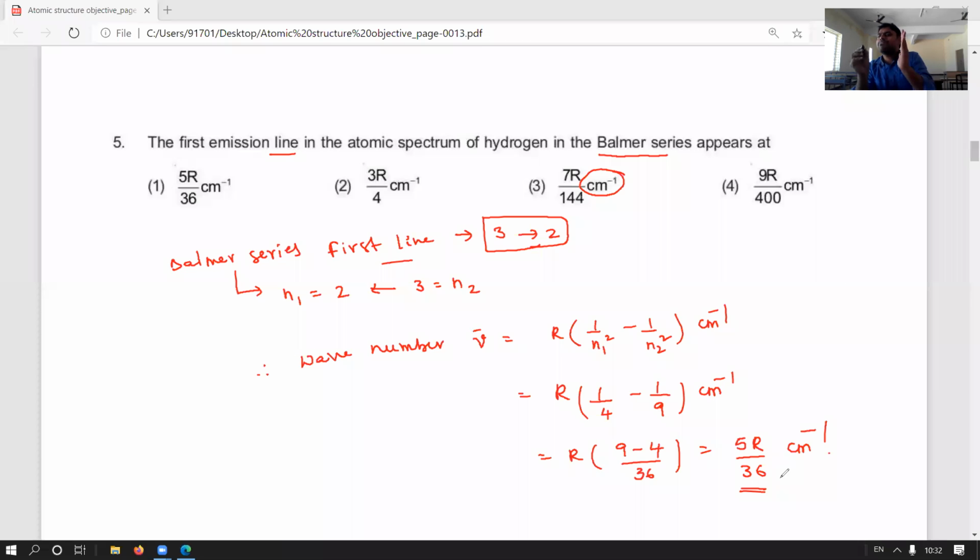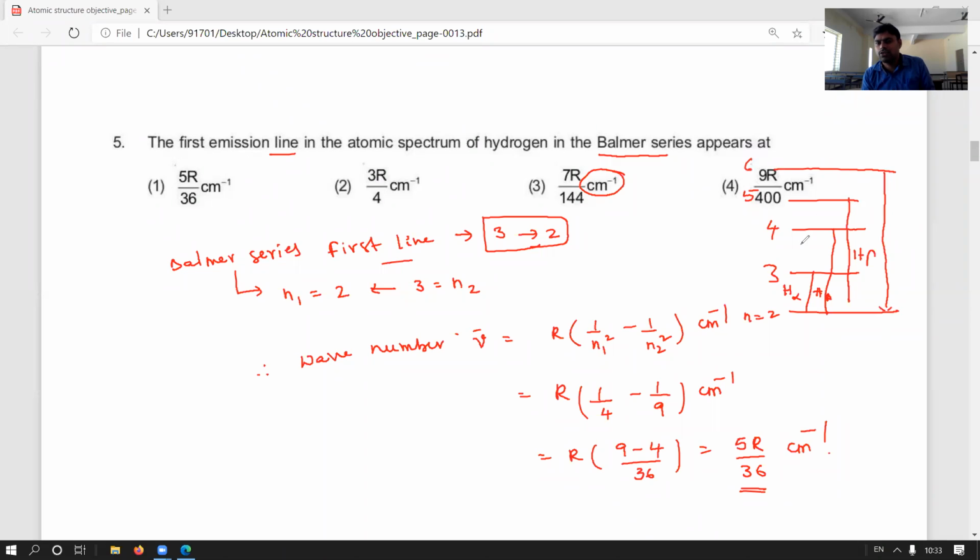So what we have to remember in our mind, in the Balmer series, the first line means the transition from 3 to 2. This is the Balmer series, n equal to 2. From 3 to 2 is the first line, the next line is 4 to 2, the next line is 5 to 2. This first line is also called the H alpha line, the second line is called the H beta line, the third line is called the H gamma line, and the fourth line is H delta. For any series, the first line is called H alpha, H beta is the second line, H gamma is the third line, H delta is the fourth line. We have to remember like that.